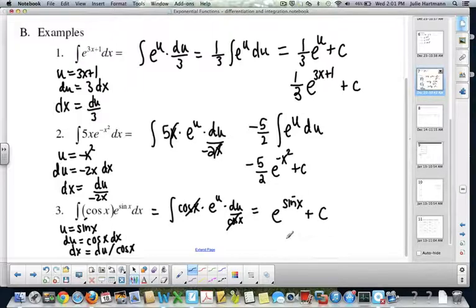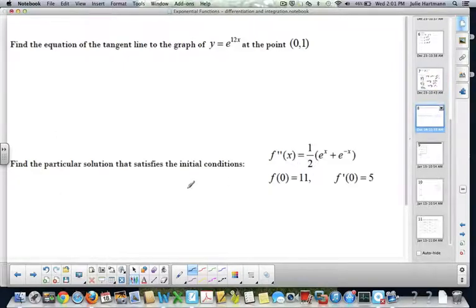And once again, you can always take the derivative of this to make sure you get what you started with. You can always check your work here. So, find the equation of the tangent line to the graph of y equals e to the 12x at the point 0, 1. This is going back and doing applications now involving e's.